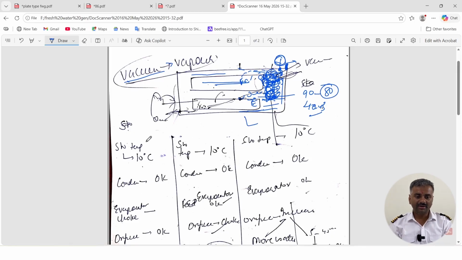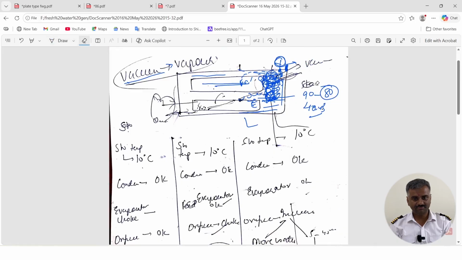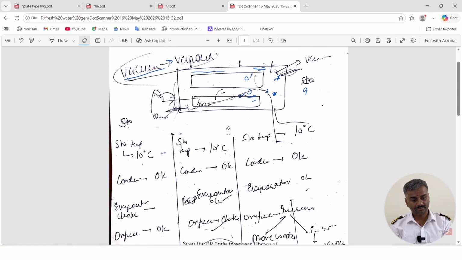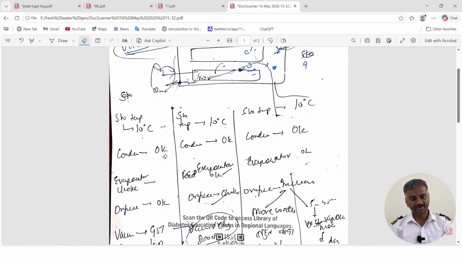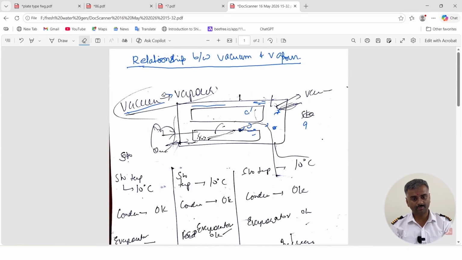Okay, now let us take an example over here. We will fix the seawater temperature to 10 degrees centigrade. Now we will see the effect of seawater temperature on the change of the other parameters. We change one by one, condenser, evaporator, and we will see what all things change in the freshwater production. So we see one by one.